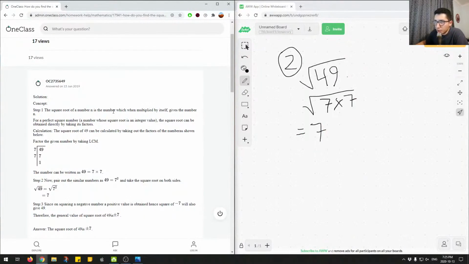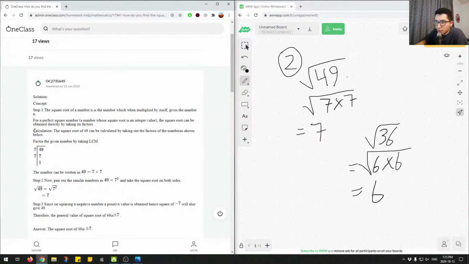So let's go through what the junior tutor said. The square root of a number n is the number which when multiplied by itself gives the number n. So when we multiply 7 by itself, we get 49. This is for any number. Let's say we had 36. What is the square root of 36? We know 6 times 6 is 36. So we put that under the bracket, and since we're multiplying 6 by itself, we know the answer is 6.